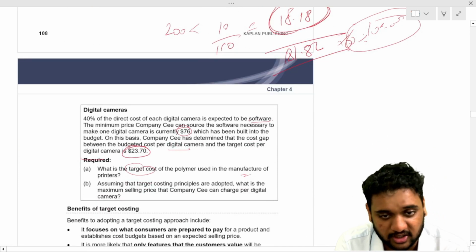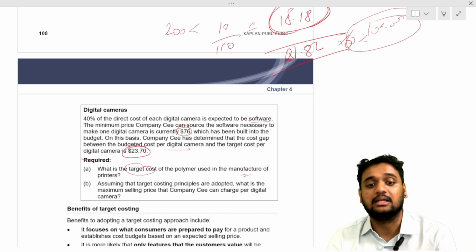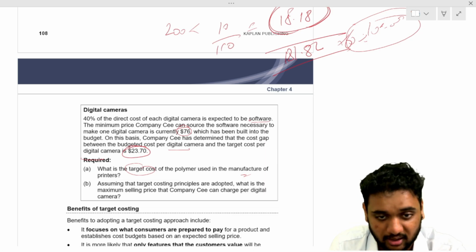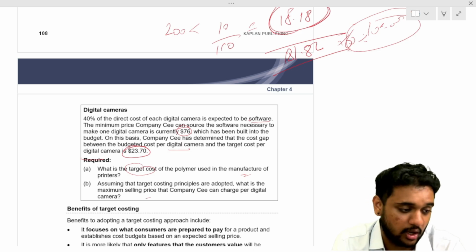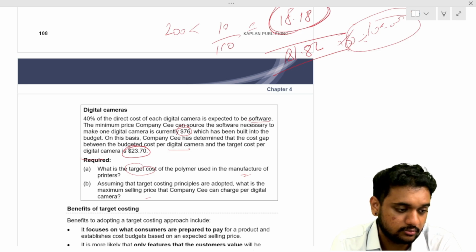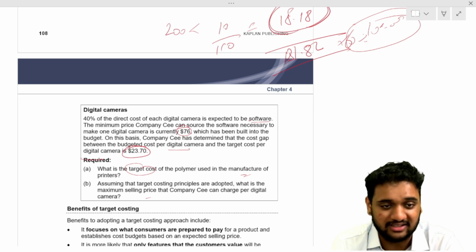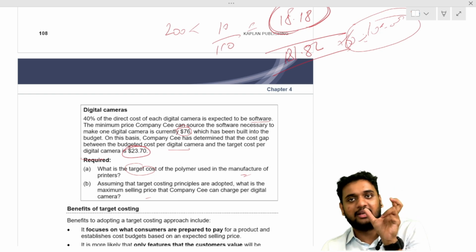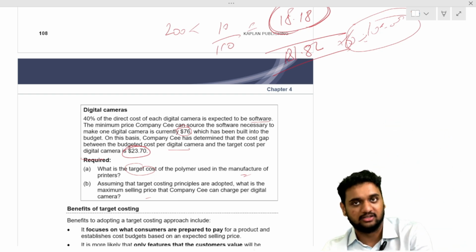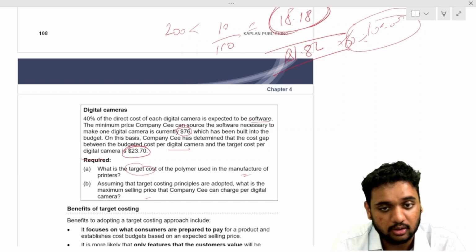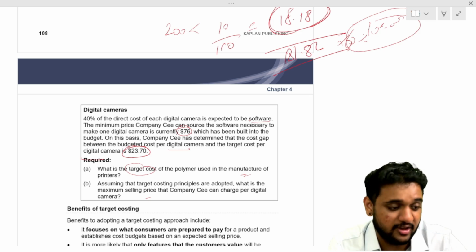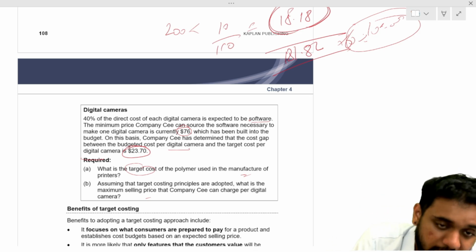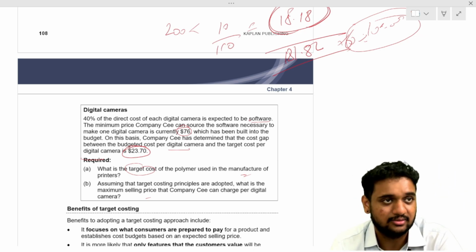Assume that the target costing principles are adopted. What is the maximum selling price that the company can charge per digital camera? So they are asking what is the maximum selling price the company can charge. What can we do? They gave the cost gap. So okay, we can do two things. If you want to find the target selling price, target cost plus target profit gives it. Or we can find target cost and target profit, and you will get the target selling price. That's not target cost. Minimum price from which we can get the product is 76. Maximum we can get for 1 lakh also. The minimum we can get is 76.